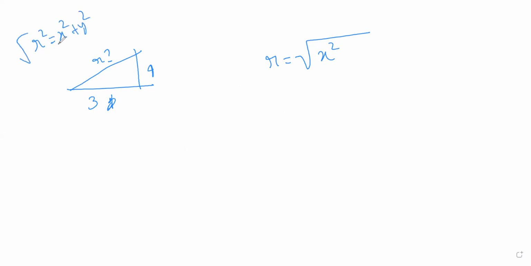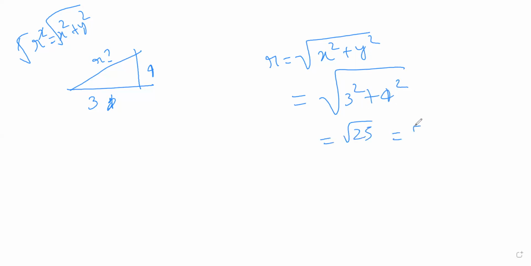Now we take the square root of both sides. The square root and square cancel out. We are left with this, right? So in this case, our x equal to 3 square, y equal to 4 square. So it will be 9 plus 16, square root of 25 means 5.